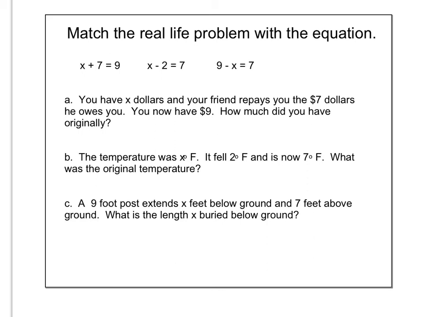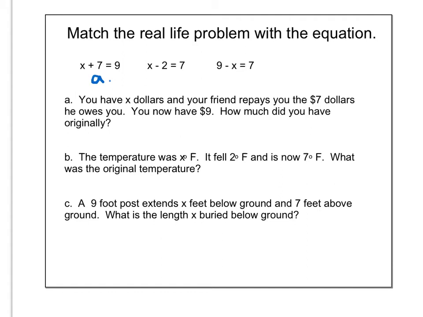Okay, so let's think about this. You have X dollars, so I start with X dollars, and your friend repays you the $7. So that means I'm gaining money, so I should be adding 7. So I'm going to have X dollars plus $7, and that's going to give me $9. So A matches up with the first one.